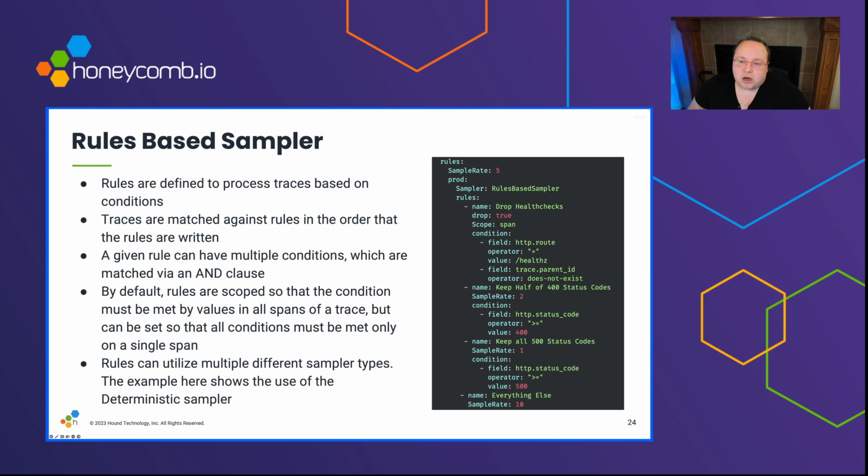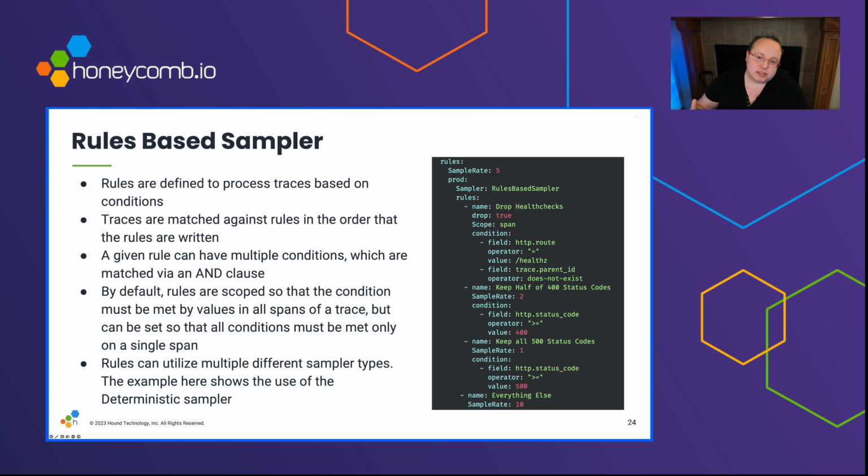So rules are basically defined to process traces based on conditions. So: trace attribute has this in it, trace attribute exists, does not exist, things like that. Traces are matched against rules in the order that the rules are written. A rule can have multiple conditions, but these are matched via an AND clause. There is no option right now for an OR clause.